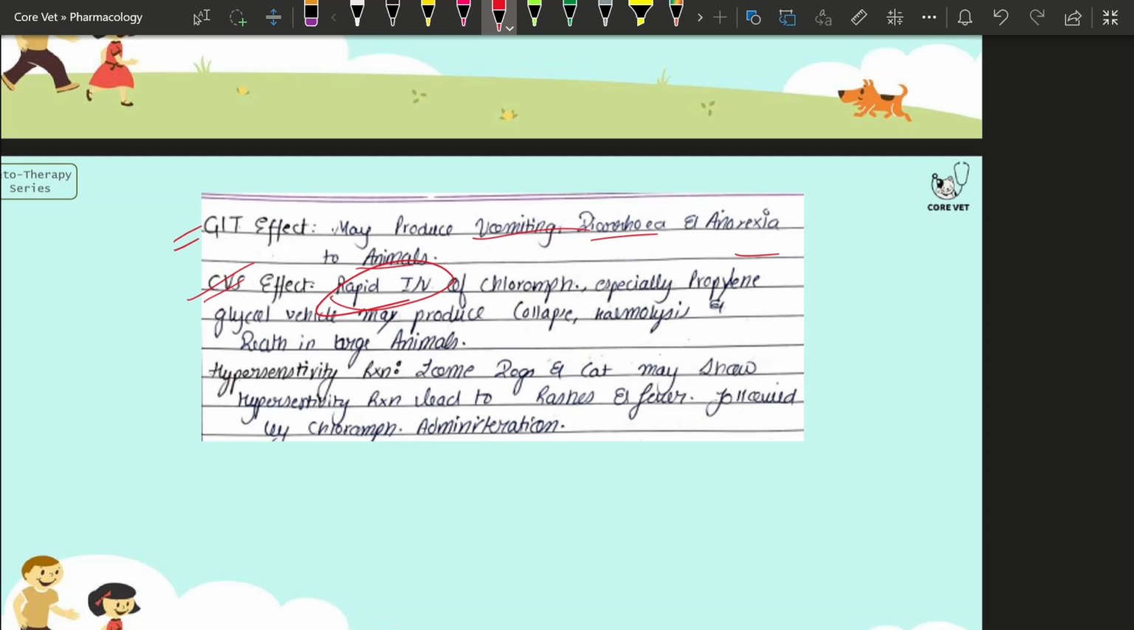See, rapid IV injection shouldn't be given, okay? Always when you are giving an intravenous injection of any drug, always give it slowly, because there are chances of cardiovascular collapse. And obviously there are certain cases where a hypersensitivity reaction in dogs and cats has been observed due to the application of the chloramphenicol, where rashes and fever are observed, right?